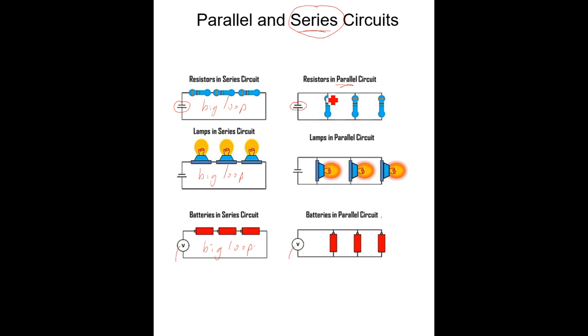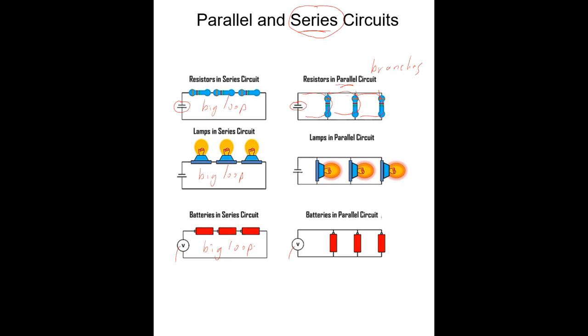Well, with these ones here, and this is the key, it's not one big loop, but what we have are some branches. So you can think of this as being different loops. There's a loop here, there's a loop here, there's a loop here, whether it's the first picture that's showing the resistors, or the next one with the lights, or the last one, we can also have the batteries in parallel here as well. So the big key is big loop, no branches. And with the parallel, we have a whole bunch of these branches.